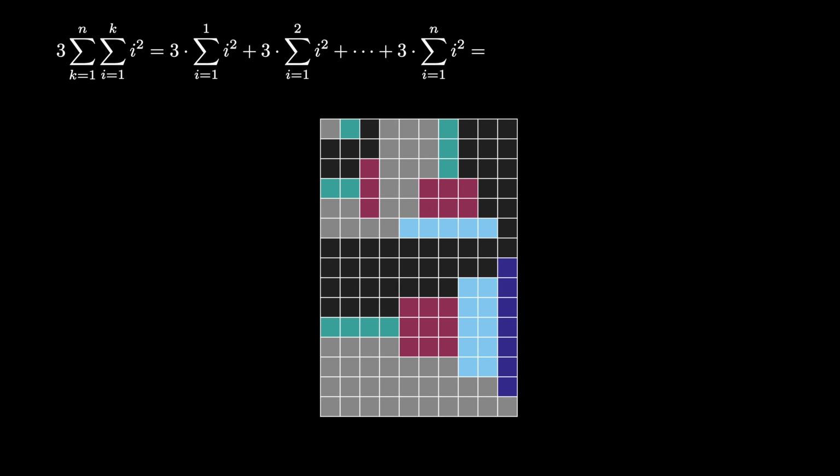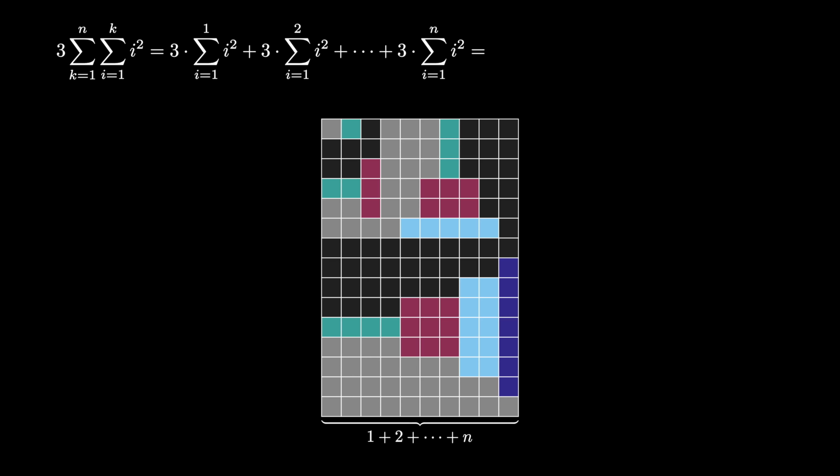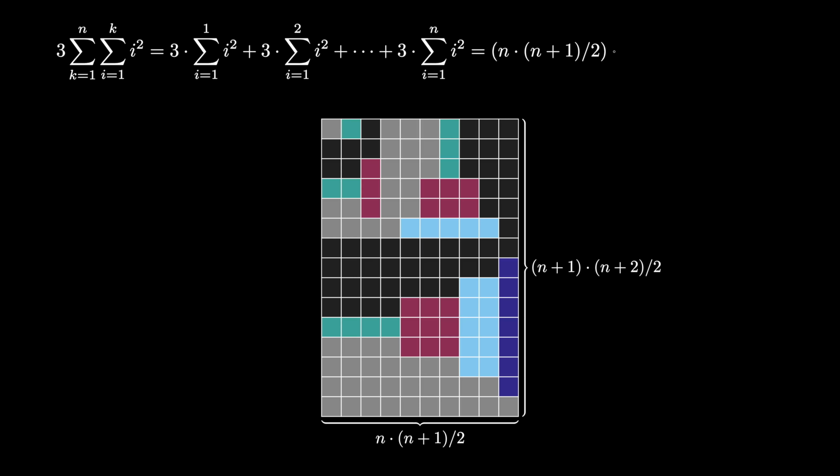This process will result in a rectangular array of cells, with the width given by the sum of the first n positive integers, and the length given by the sum of the first n minus 1 positive integers plus 2n plus 1. Notice that 2n plus 1 is equal to n times n plus 1. So the length of this rectangular diagram is actually the sum of the first n plus 1 positive integers. By applying the sum of integers formula, we see that this rectangular diagram has a width of n times n plus 1 over 2 and a length of n plus 1 times n plus 2 over 2. So we conclude that 3 times the double sum of interest is equal to n times n plus 1 over 2 times n plus 1 times n plus 2 over 2.